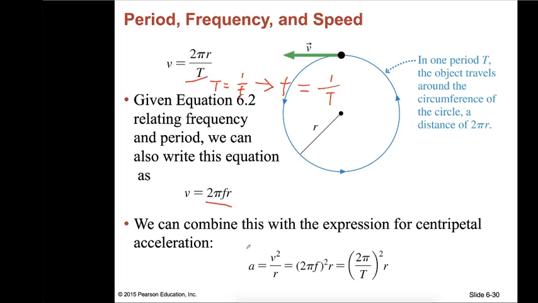They're the same. And we can combine this with the expression of the centripetal acceleration. We have learned centripetal acceleration in this way, a equals v squared over r, and v could be written as 2 pi f r, so a equals (2 pi f r) squared over r, which gives 4 pi squared f squared r, or written in another way, (2 pi over T) squared times r.